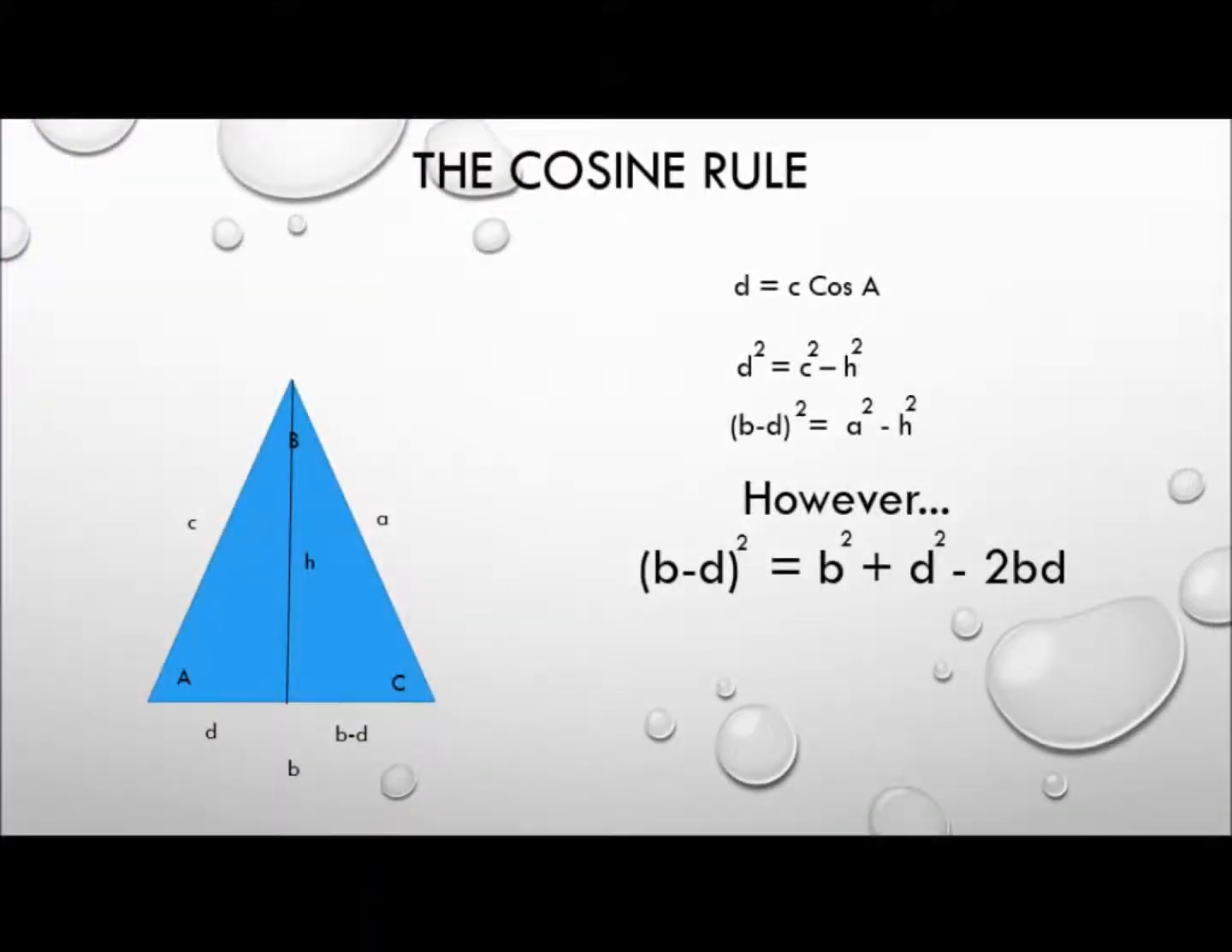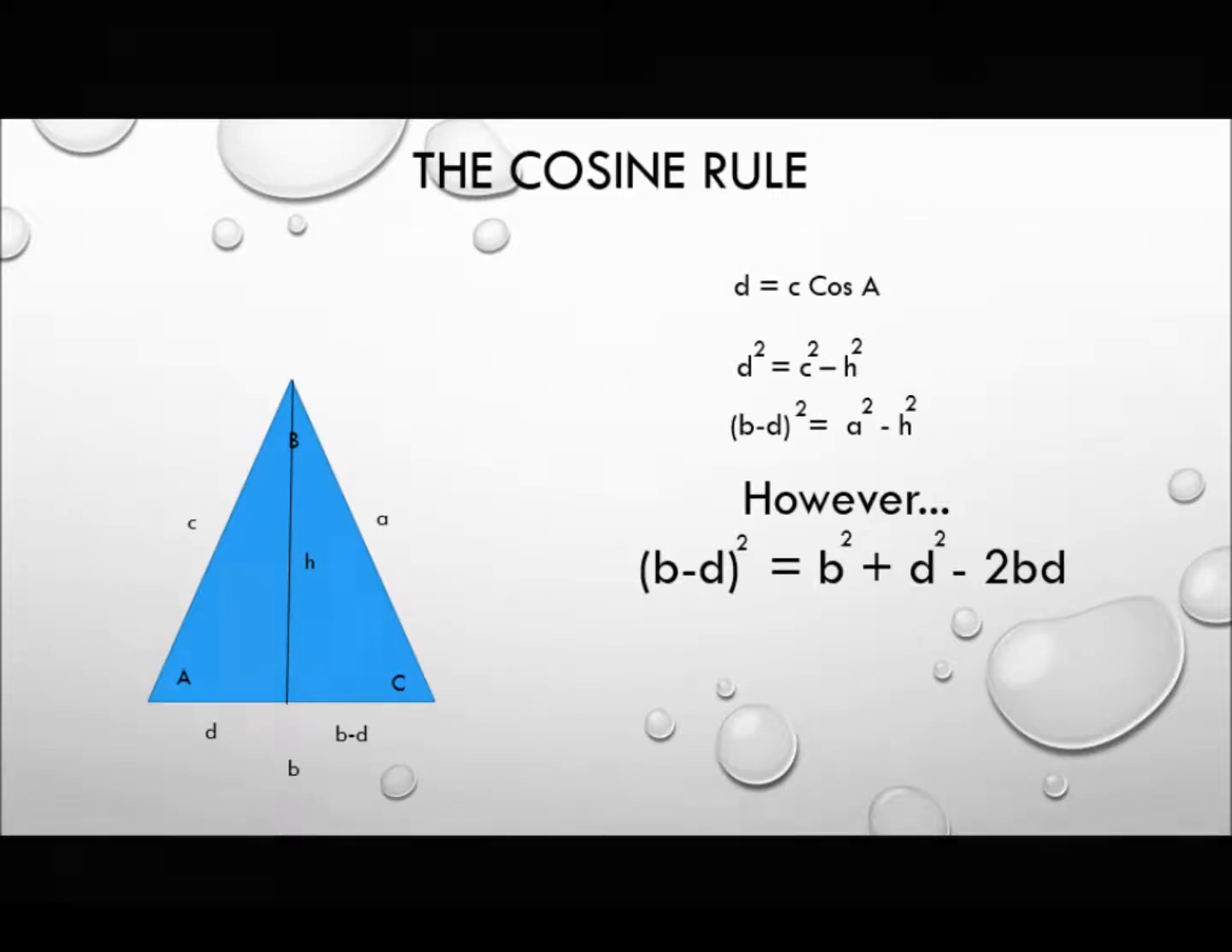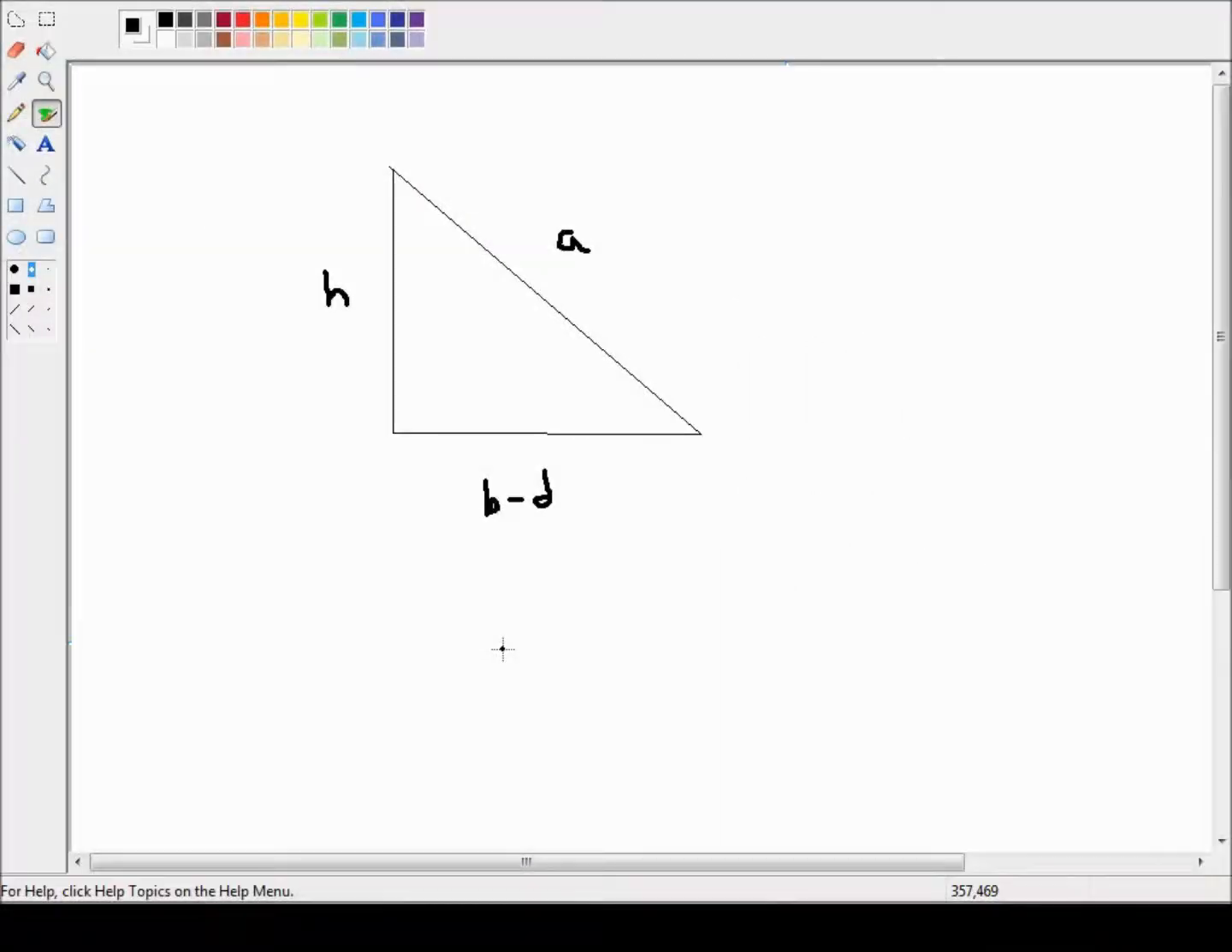Now the other side, the b minus d side, we can use the same Pythagorean theorem to say that b minus d all squared is equal to a squared minus h squared, which is exactly the same reasoning that we just did to get d squared is equal to c squared minus h squared. Okay, so just a quick review in case that wasn't as obvious as it should be.